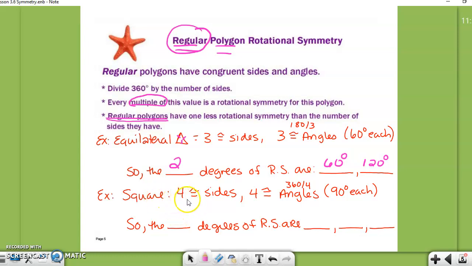In a square, I have 4 congruent sides, 4 congruent angles. So I take the 360 degrees that's in any quadrilateral, every quadrilateral has 360 degrees, divide by 4, and I get 90 degrees each. So since there's 4 sides, the 3 degrees of rotational symmetry are, I start at 90 degrees, then I have 180 degrees, and then I have 270 degrees.